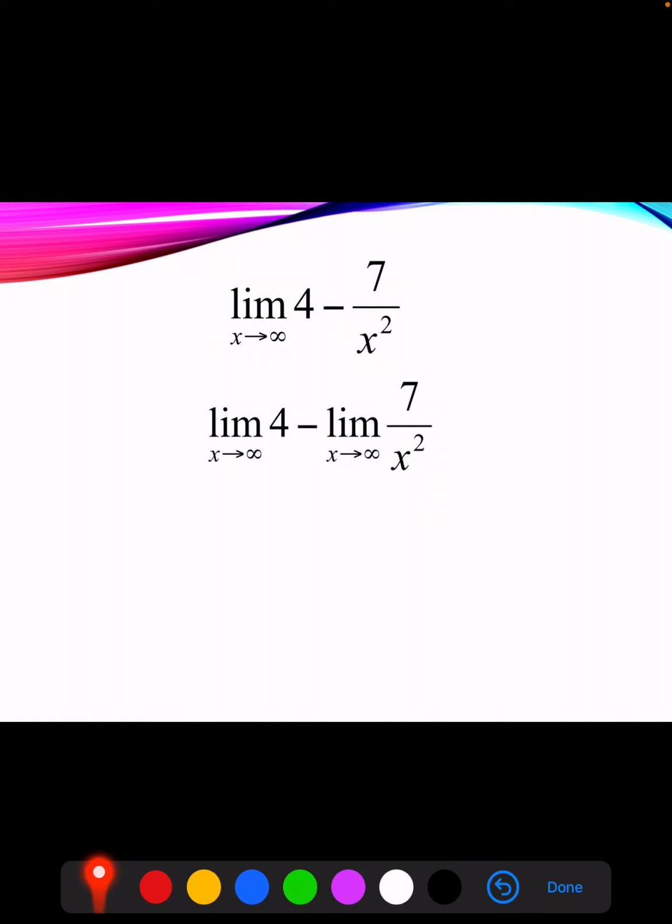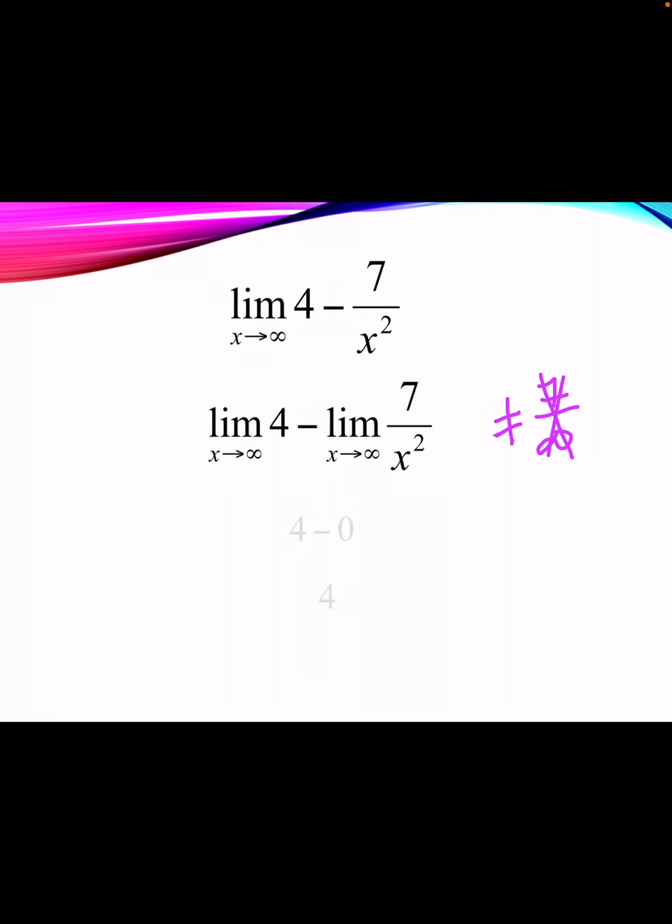You're not plugging in infinity. This is not something I want to see. I don't want to see 7 over infinity, because infinity is really a concept. So no, I don't want to see that. I just want you to understand that the denominator is getting larger, larger, larger.